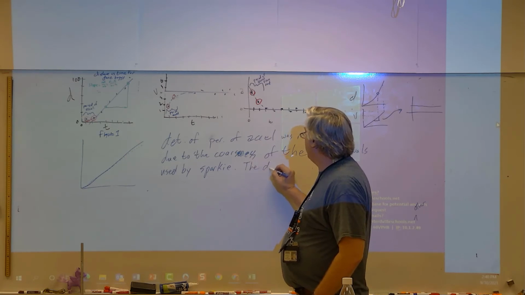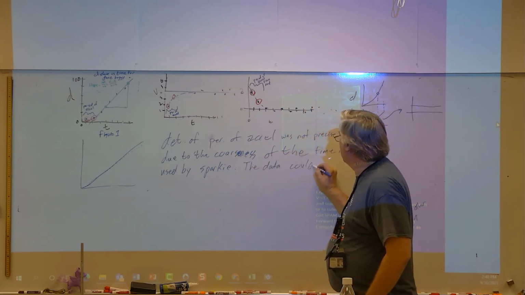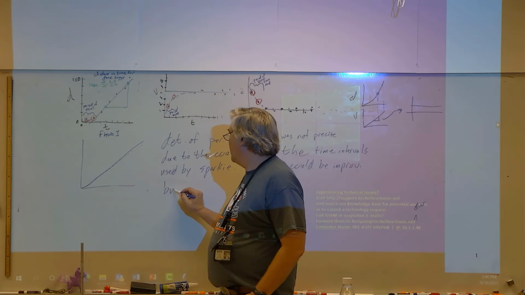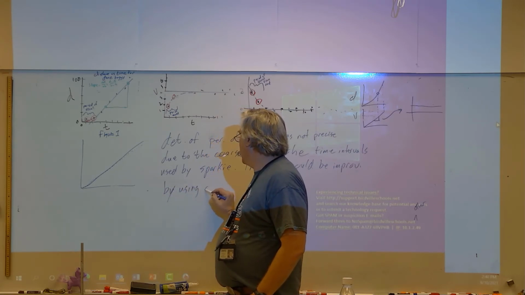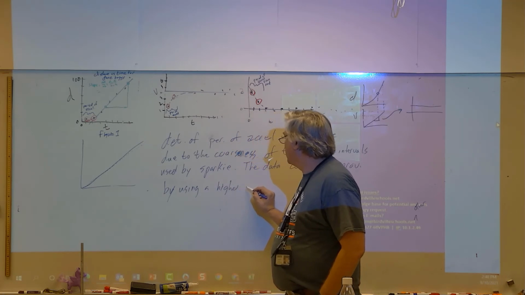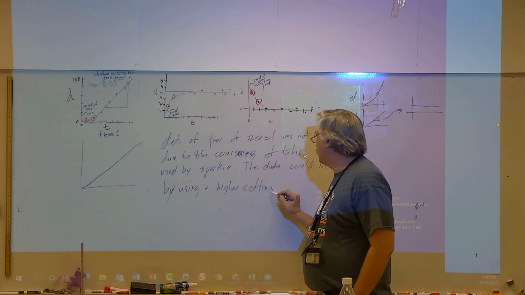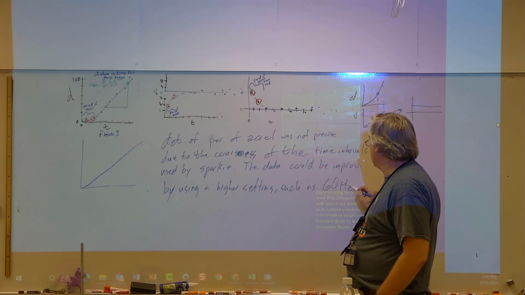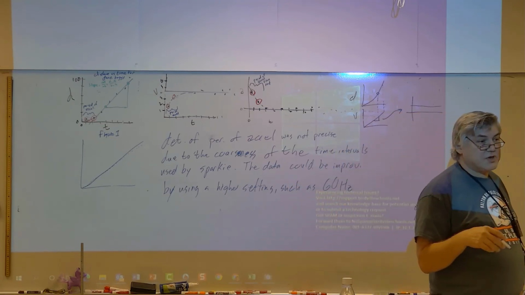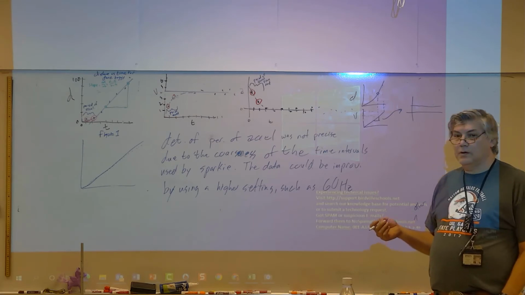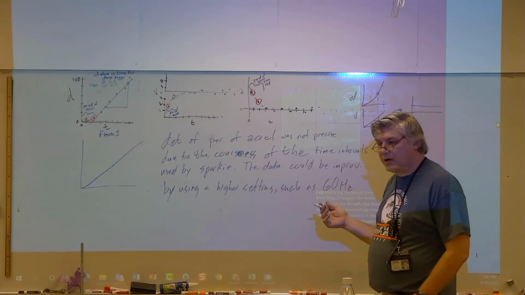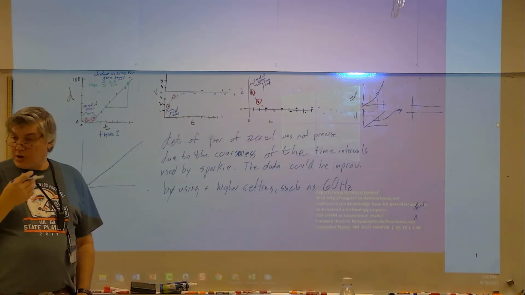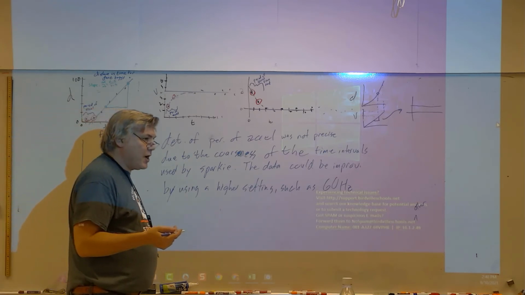The data could be improved by using a higher setting, such as 60 hertz. Right? So I've discussed one of the limitations, and I've suggested how it could be improved. You should always focus on the major limitations to your data. What about your measuring?